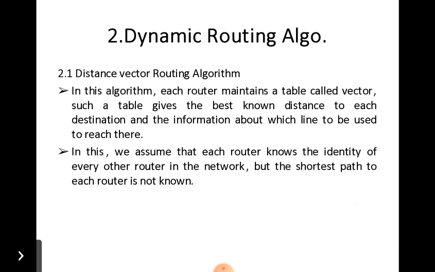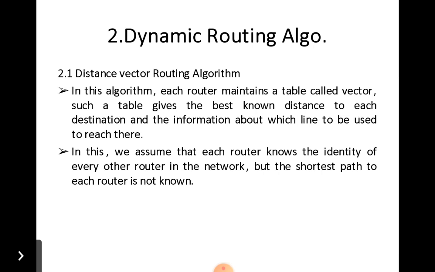Now the second type is the dynamic routing algorithm. The first type of dynamic routing algorithm is the distance vector routing algorithm. I want to give a basic discussion about that. The distance vector routing algorithm always maintains information about the neighboring nodes, not information about the network topology. It does not have knowledge about the other nodes in the topology.